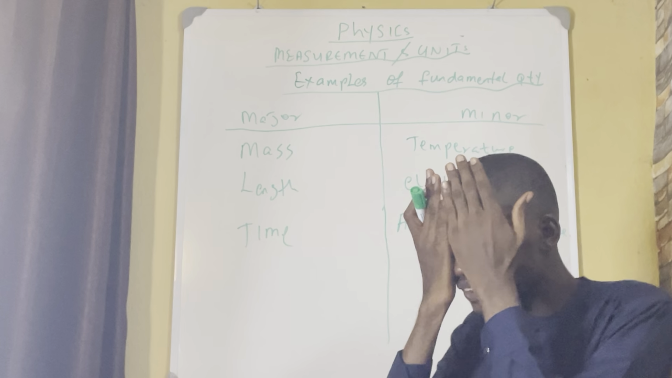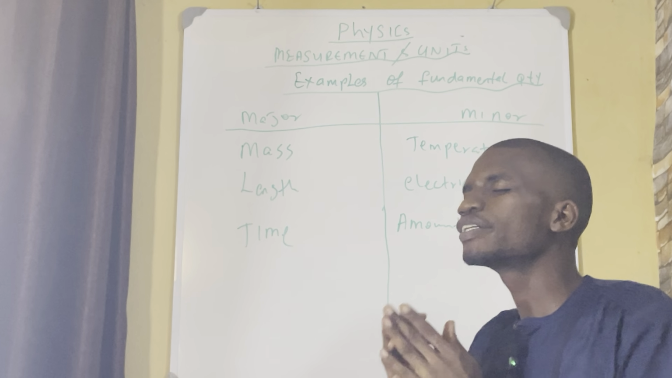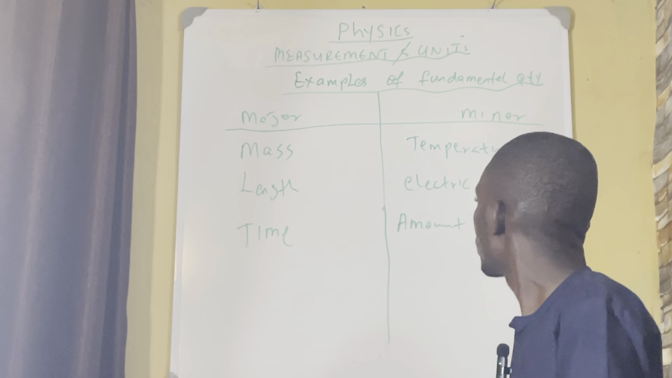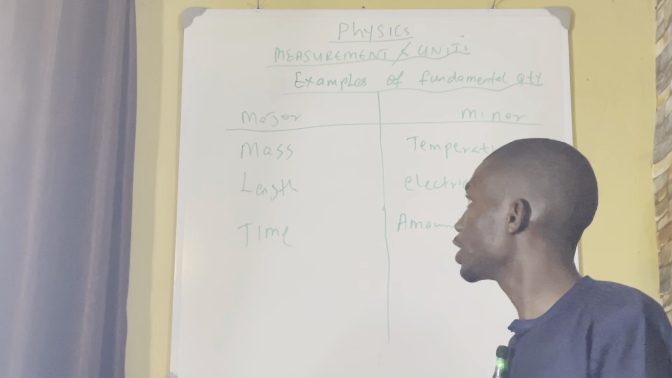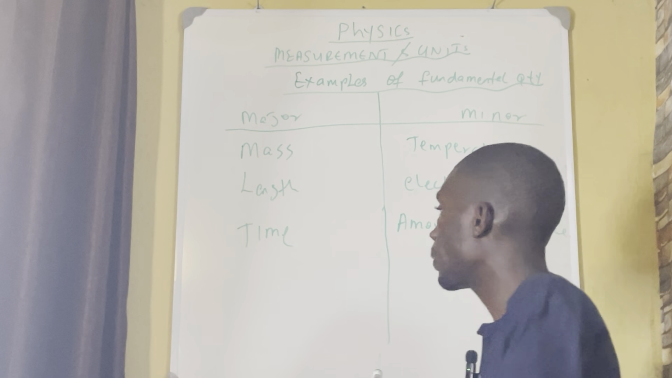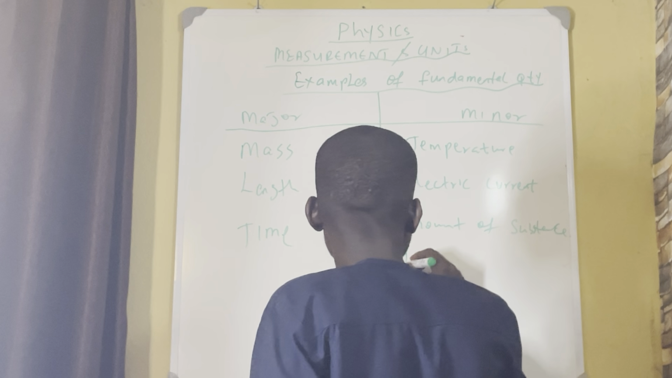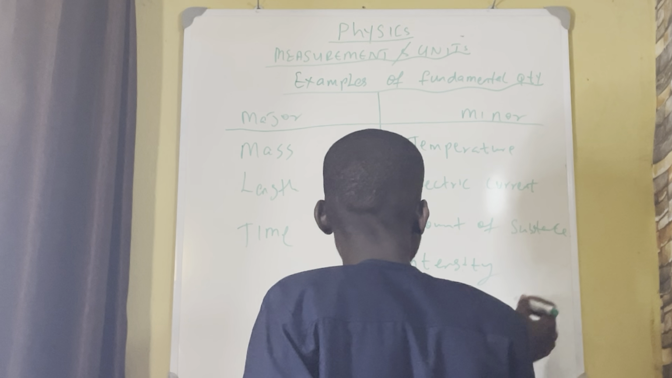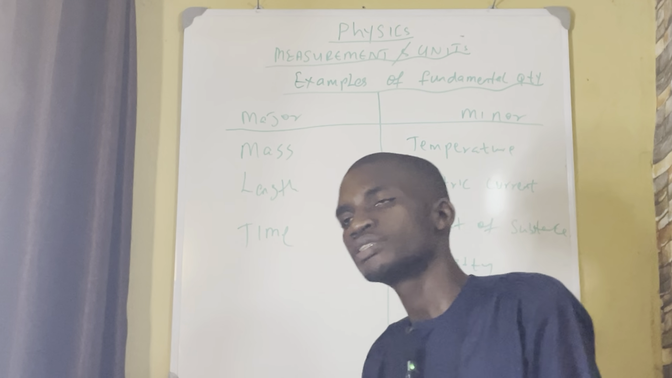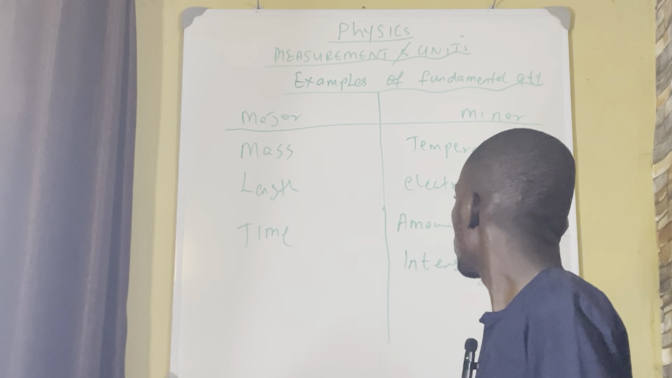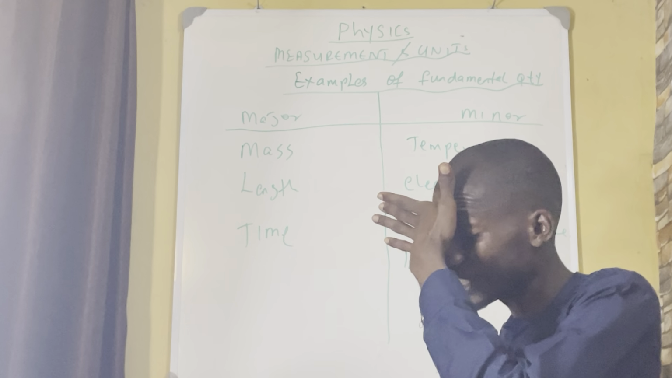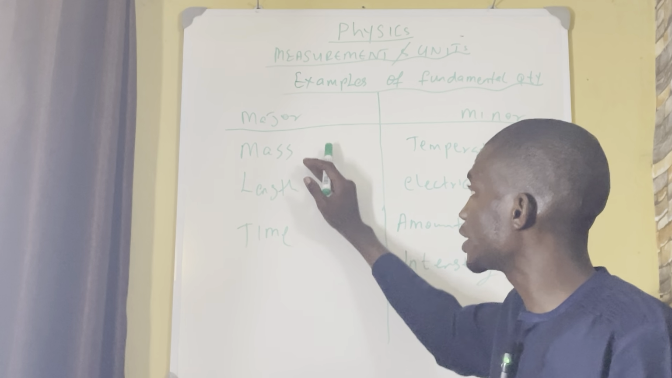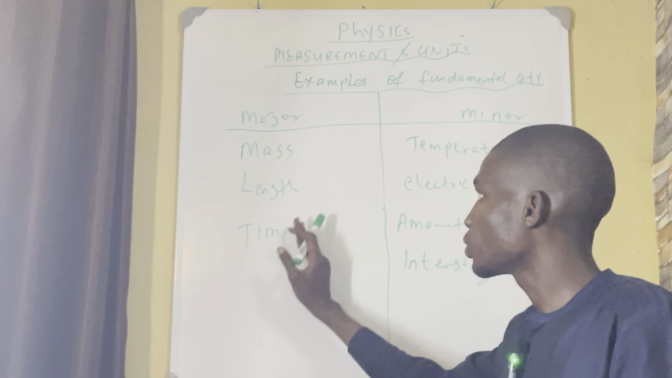You understand? These are the examples. You can talk about the intensity of light. Do you understand? So these are the basic fundamental quantities.